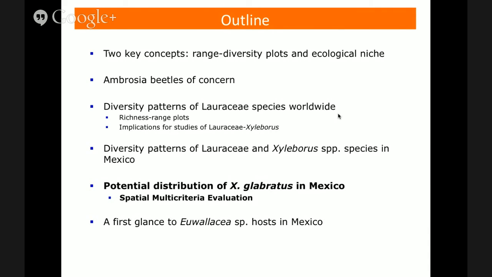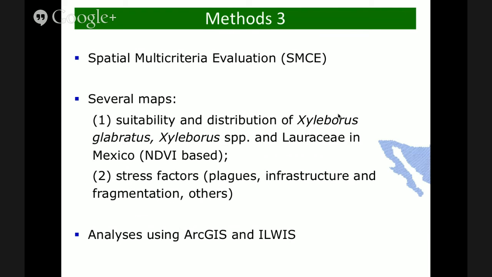Let's talk briefly on the potential distribution of the Xyloborus glabratus. This is an exercise using spatial multicriteria evaluation. So I'm using several maps: suitability and distribution of the species of Xyloborus that we're interested in, which is glabratus, and the suitability of all the species that this species coming from Asia could be in contact with that are naturally distributed in the Americas. And also, what are the plant species that may be affected, in this case only Lauraceae species.